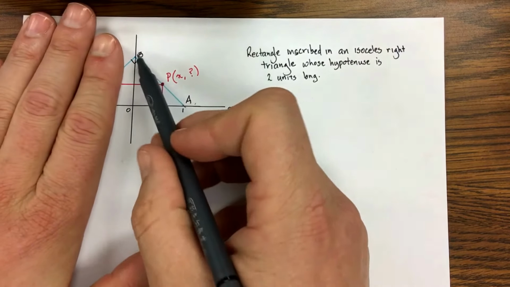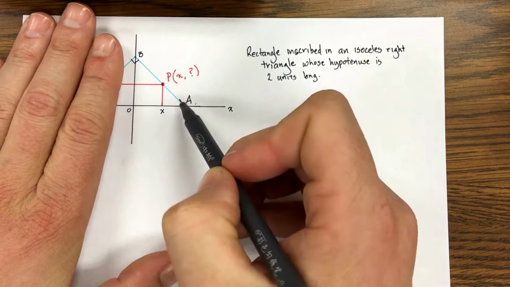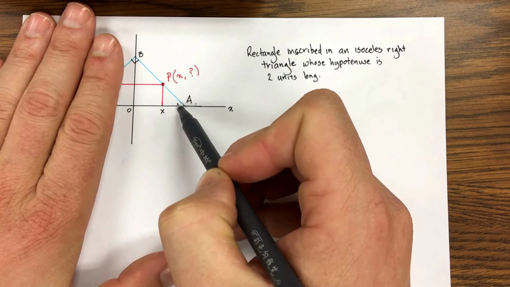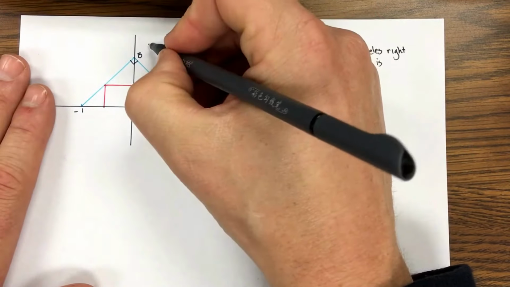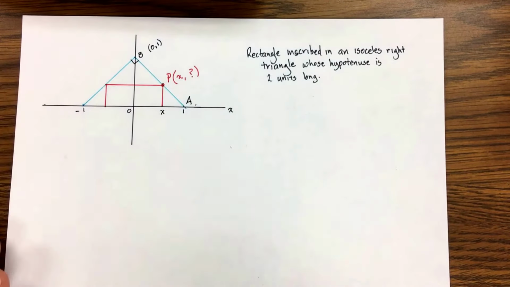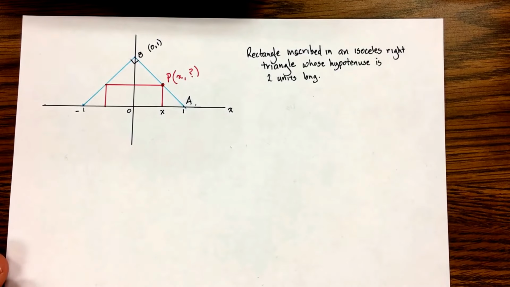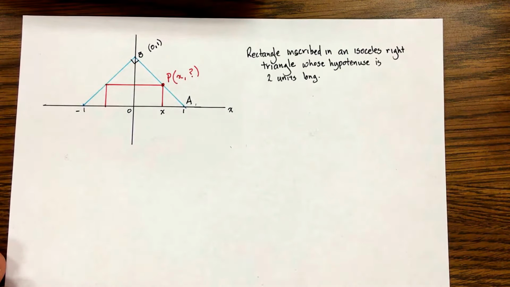If you look at this smaller triangle, we have a right triangle down here at the origin, 45 degrees or pi fourths, which means this angle up here is 45 degrees, so B has to be at (0, 1). So the first thing we're supposed to do, in part A, is express the y coordinate of P in terms of x.